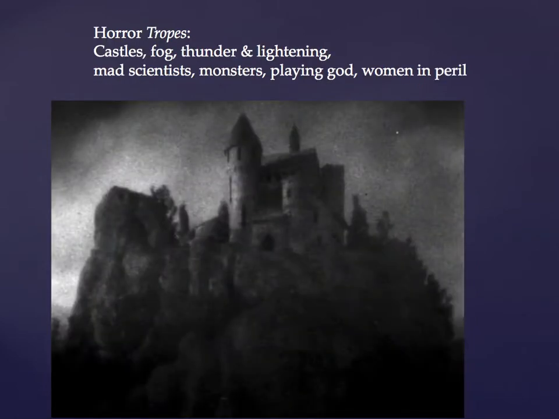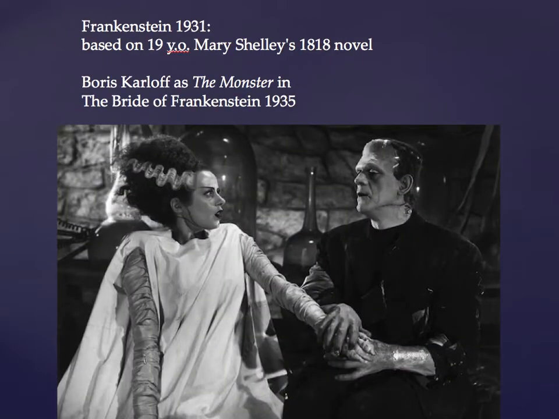Horror, we get horror tropes, castles and fog and thunder and lightning and mad scientists and monsters and creating life and playing God, and all that kind of stuff. I think that's Dracula's castle there from 1931. So these wonderful genre films, three really famous ones. And I've linked to Bride of Frankenstein for a little fun. Frankenstein, the first movie, came out in 1931. Bride came out in 1935.